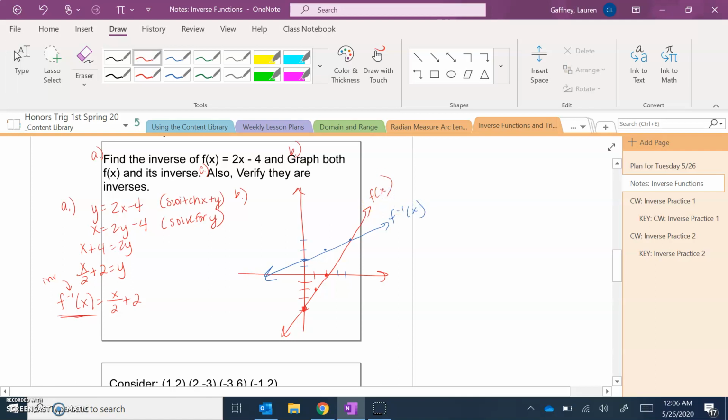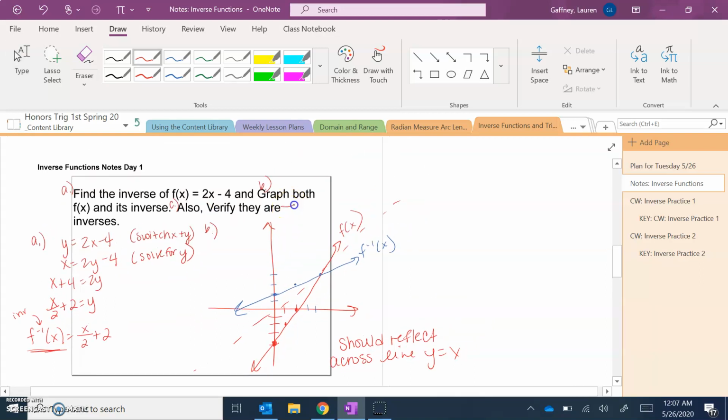Okay, now something else that you should remember is that if they are indeed inverses, they should reflect across the line y equals x. If I draw in this dashed line, they should reflect across that line. Okay, now part C, where it says to verify the inverses, we just did that in the last slide.